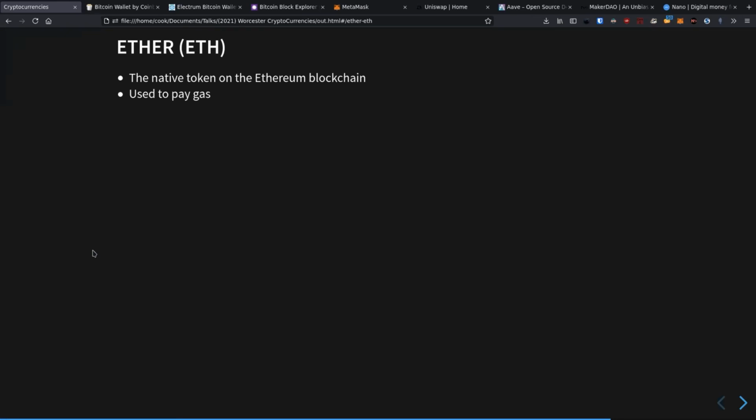So ETH is actually the native token of Ethereum, the blockchain. So when you see people saying, I'm going to buy Ethereum, normally they're actually talking about Ether or ETH, which is the token, as opposed to the blockchain. So that's just a small difference. And that's what you use to pay gas. All gas has to go through ETH.